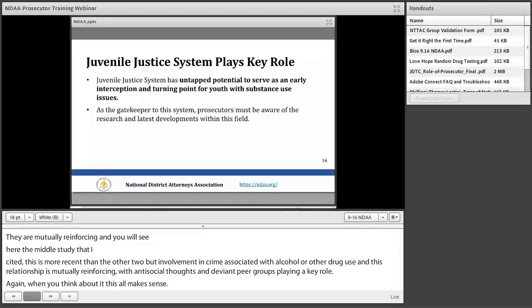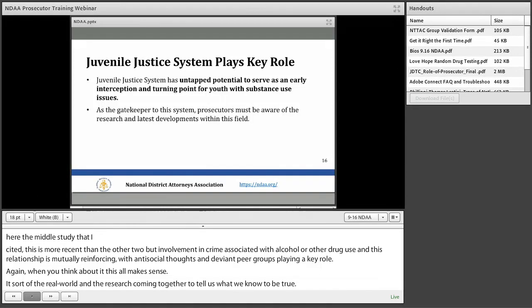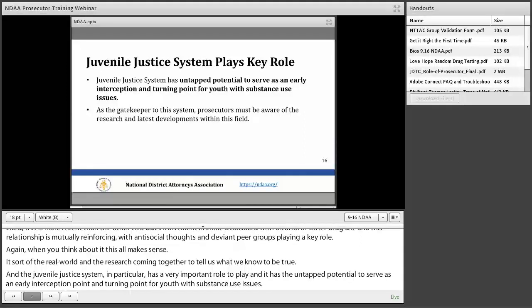So it's sort of the real world and the research coming together to tell us what we know to be true. And the juvenile justice system in particular has a very important role to play, and it has the untapped potential to serve as a very early interception point and turning point for youth with substance use issues. As gatekeeper to the system, prosecutors really need to have a working knowledge of the research that's out there and the latest developments within the field.